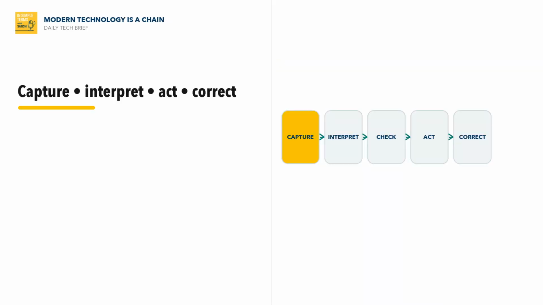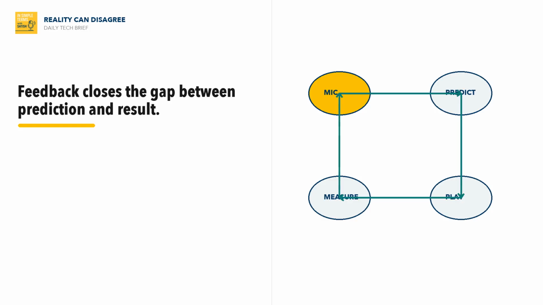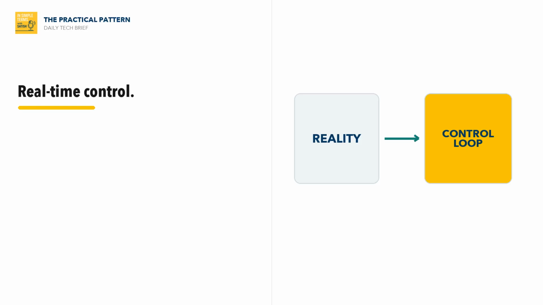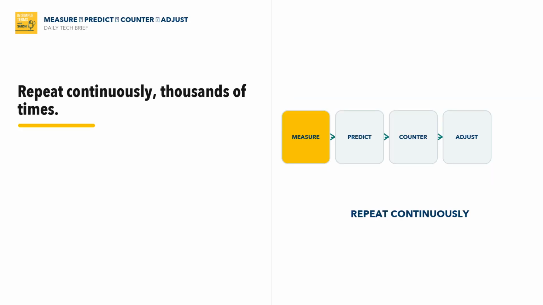That list matters because modern technology is rarely one model or one app screen. It is usually a chain. Data has to be captured, interpreted, checked, acted on, and corrected when reality disagrees. For engineers, the useful idea is this. The practical pattern is real-time control. Measure a signal, predict what will happen next, generate a counter signal, and keep adjusting based on feedback.